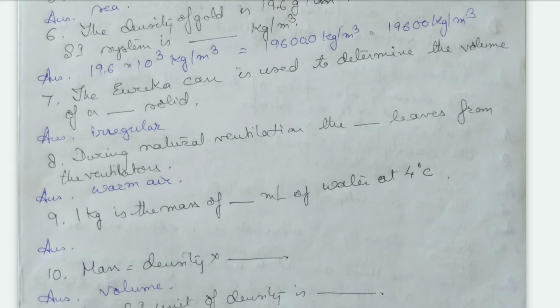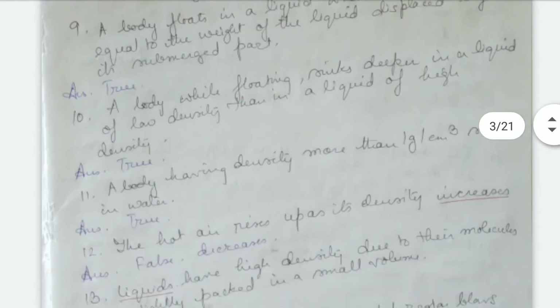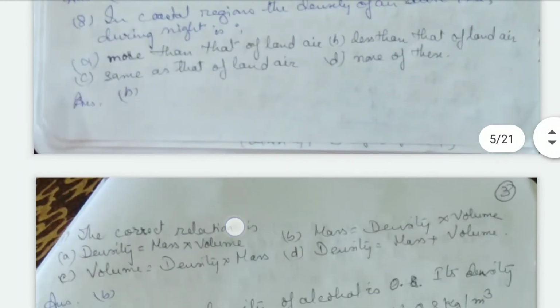Before that, I want to tell you the answer of the first question, question number A, fill in the blanks. Number 9, 1 kg is the mass of dash ml of water at 4 degrees centigrade. I missed it out yesterday. The answer is 1000 ml of water at 4 degrees centigrade. Now I'm coming to question number D.